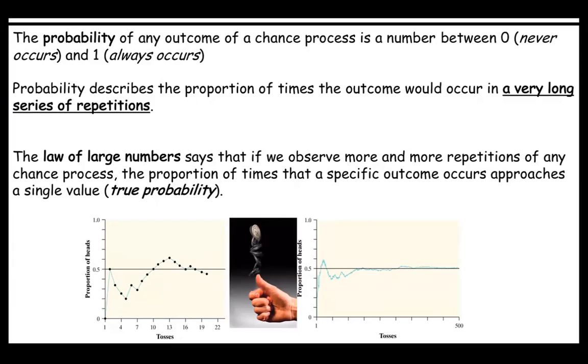Probability describes the proportion of times the outcome would occur in a very long series of repetitions. So when we say we flip a coin, what are the chances that I get a heads? We're not talking about one time, we're talking about even more than this, right? It's 50% in the long run. That's called the law of large numbers. It says that the more we repeat something, the true probability is going to come out.